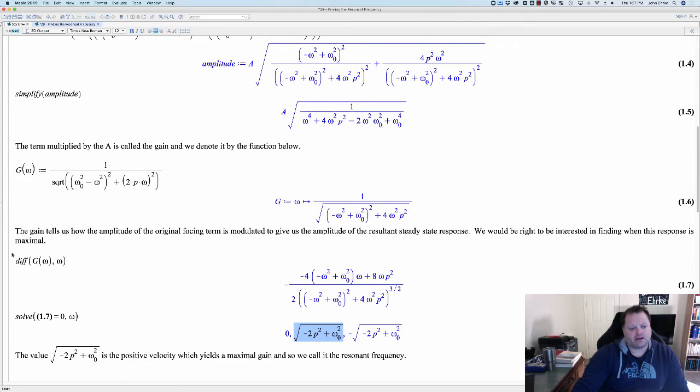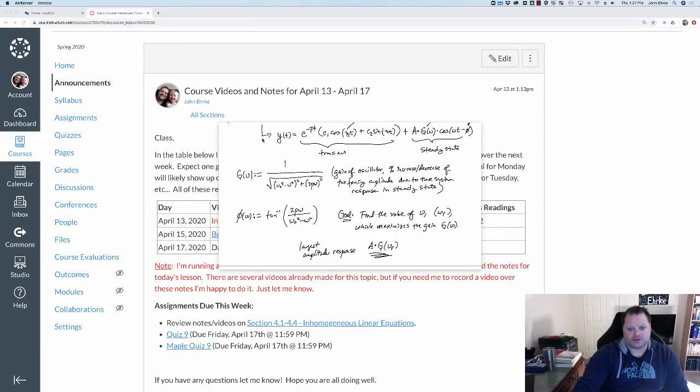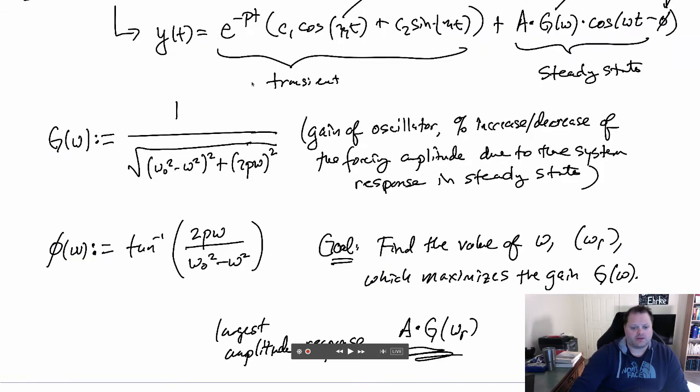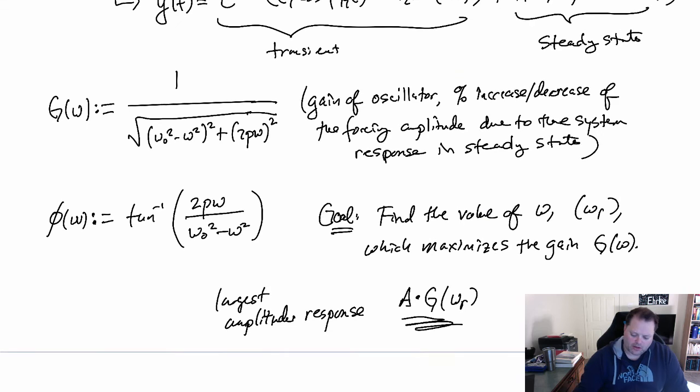So we were finding critical points here. This one turns out to be a minimum. Both of these turn out to be maximums, but we're not considering the negative frequency. So our resonant frequency turns out to be this value, the square root of omega naught squared minus 2p squared. It was nice to be able to use Maple to find that, so we didn't have to do all the differentiation ourselves. All right, so back to our work.